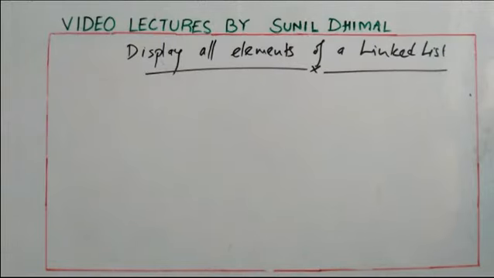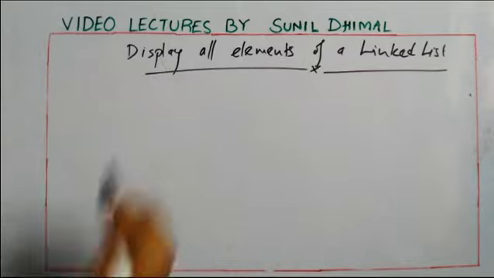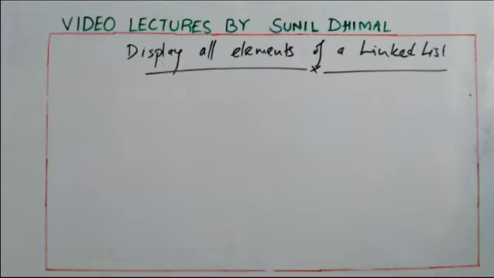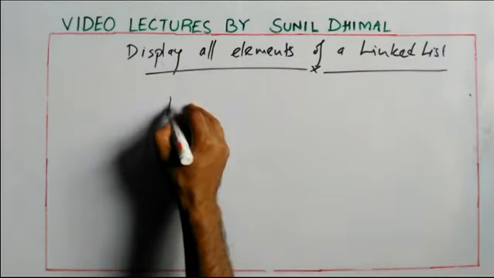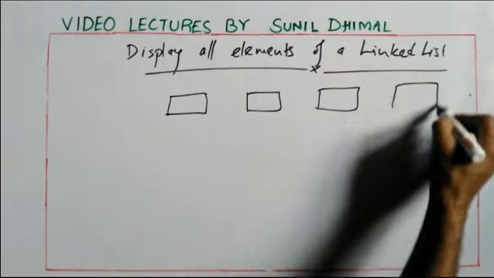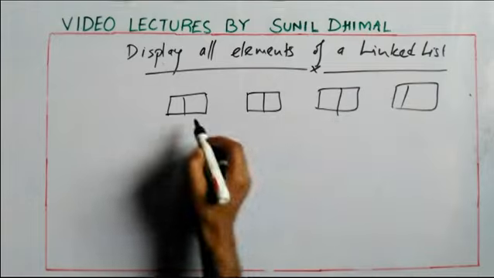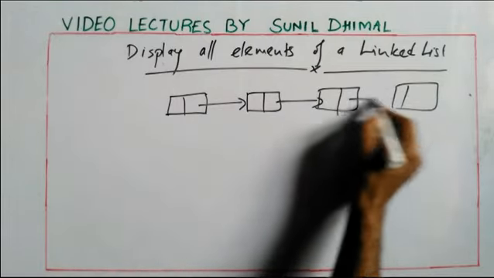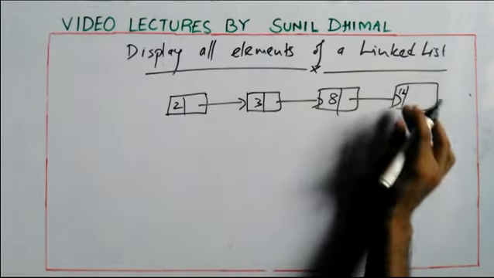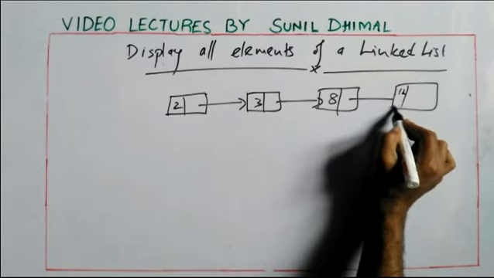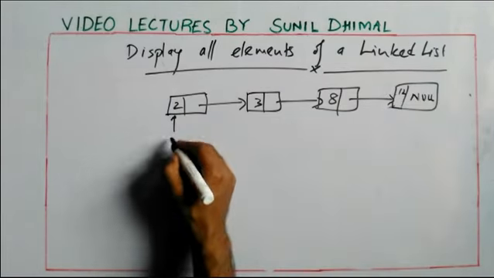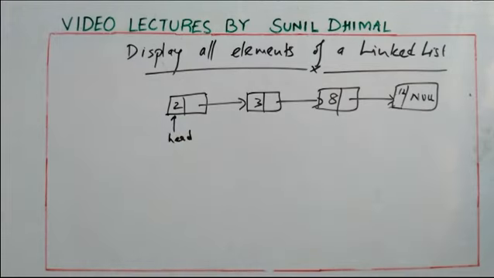In this lecture, we are going to learn how to display all the elements of a given linked list. You will be given a linked list with all the nodes and the head pointer. So let's assume this is a linked list, with some elements here, and this is null because this is the last element. And you are given the pointer to the first node.